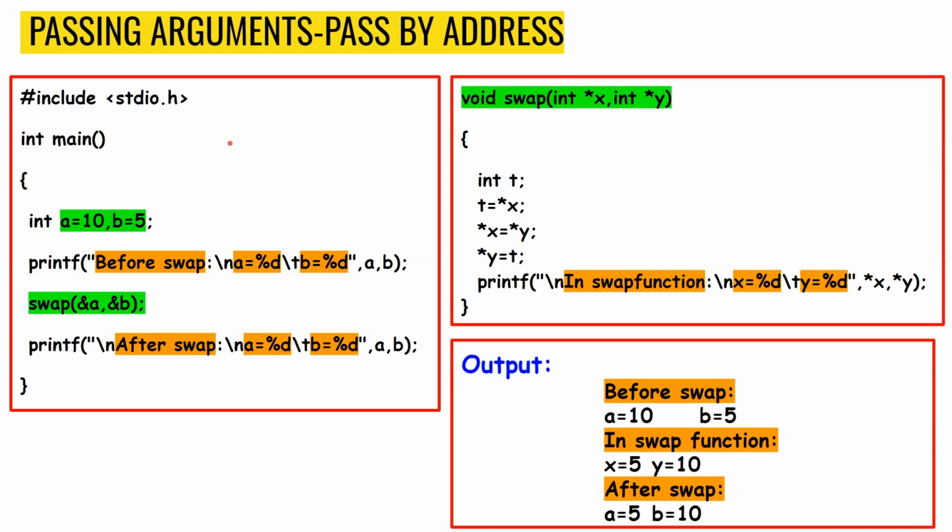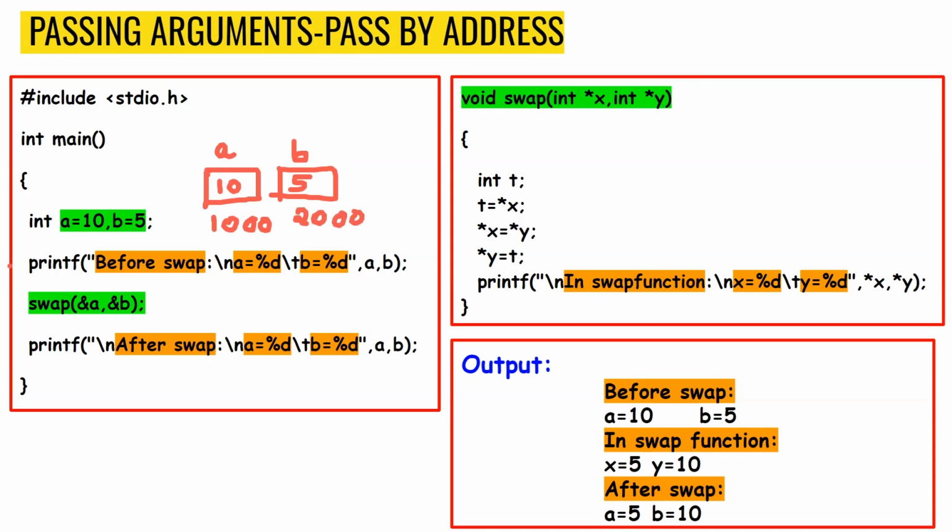So let us see how we are passing by address. Initialize the values of the variables A and B as 10 and 5. Let the variable A be stored in memory location 1000 and B, let it be stored in 2000, say for example. Then we are printing what is the value of A and B initially.